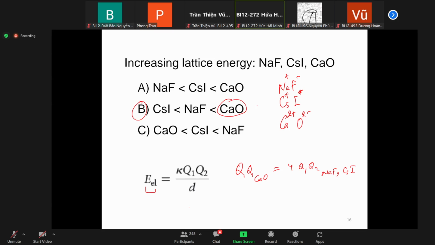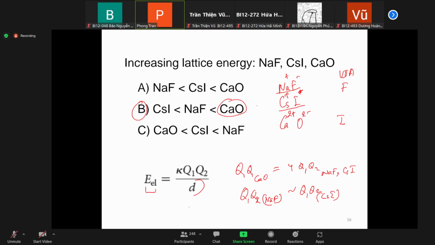Now, Q1 Q2 of sodium fluoride is almost similar to Q1 Q2 of cesium iodide. So what is important now is looking at D. You know that in group 7A, fluoride stands in the first position, and at the end you have iodide.